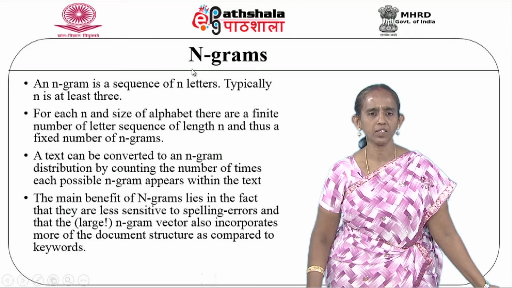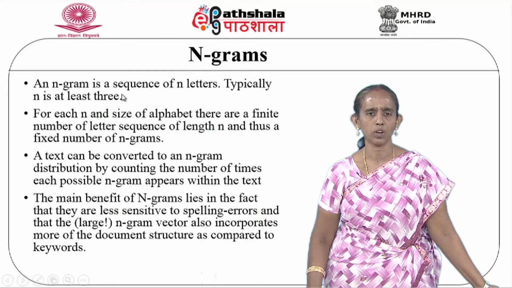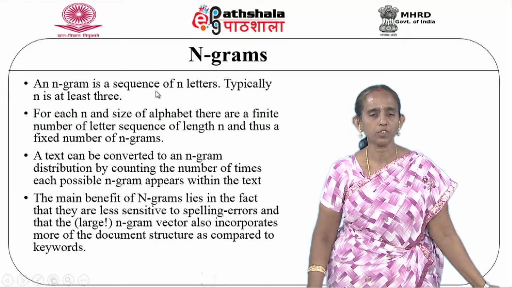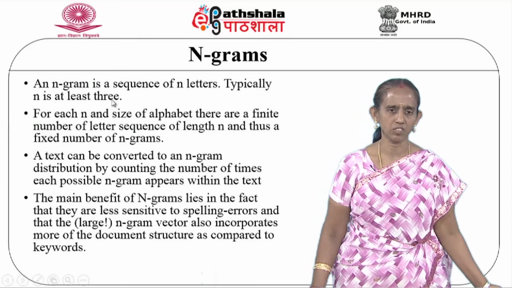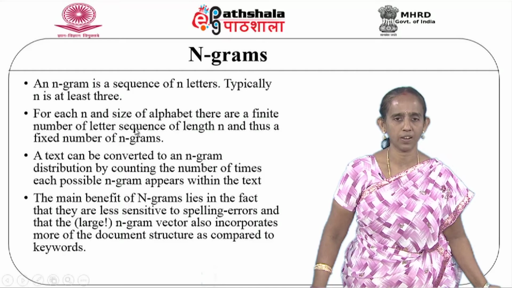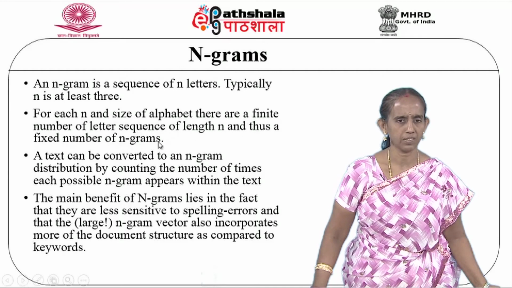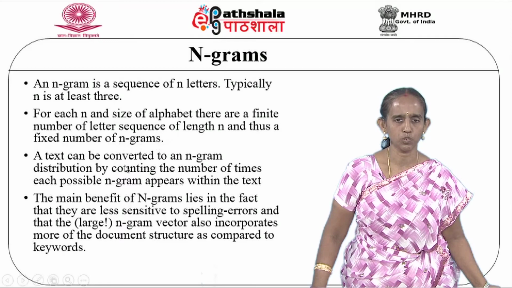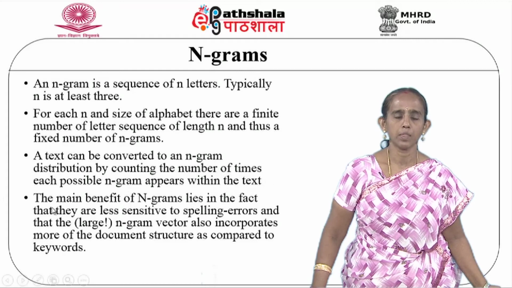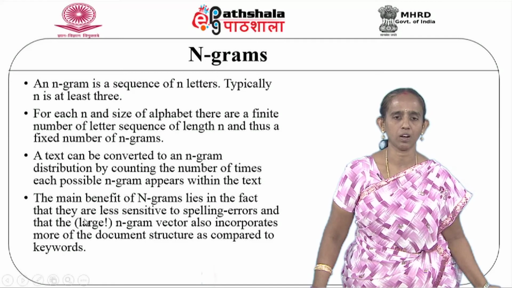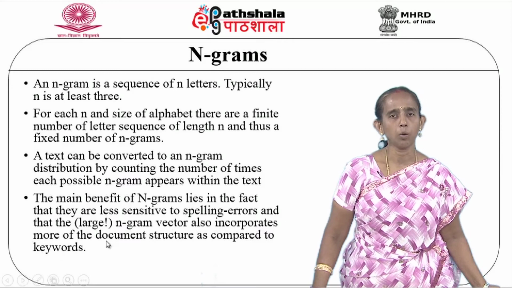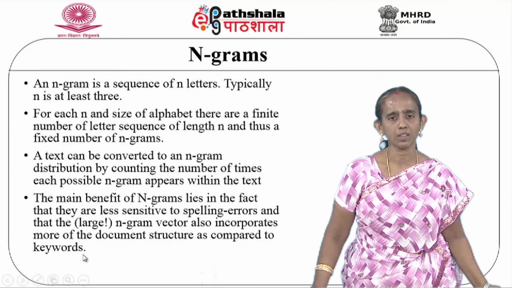The next technique that is being used as a key filtering technology is n-gram technology. What is an n-gram? An n-gram is a sequence of n letters. Typically, n is at least 3. For each n and size of alphabet, there are a finite number of letter sequences of length n, and thus a fixed number of n-grams. A text can be converted to an n-gram distribution by counting the number of times each possible n-gram appears within the text. The main benefit of n-grams lies in the fact that they are less sensitive to spelling errors and that the large n-gram vector also incorporates more of the document structure as compared to keywords.